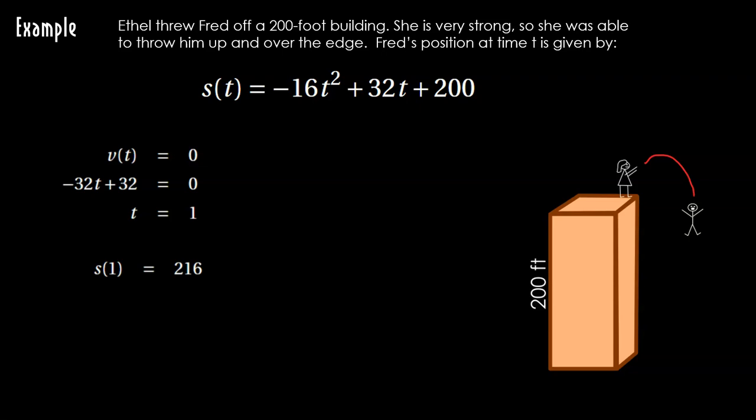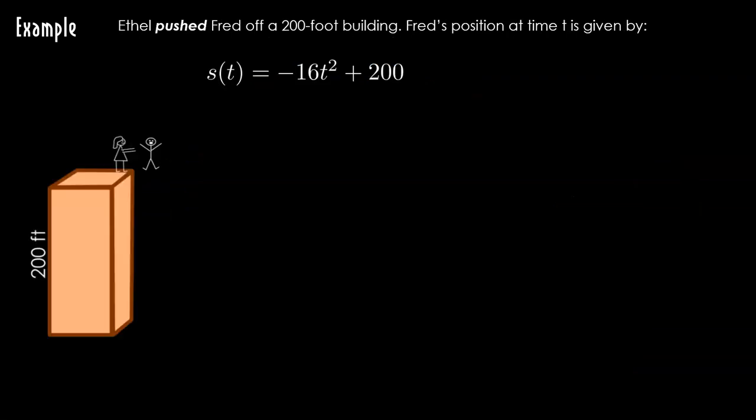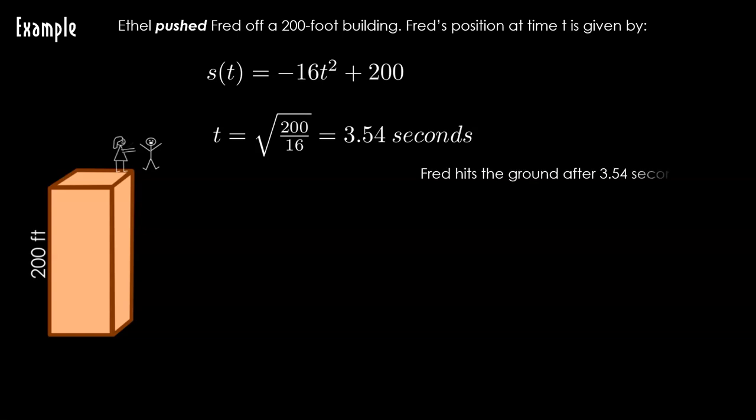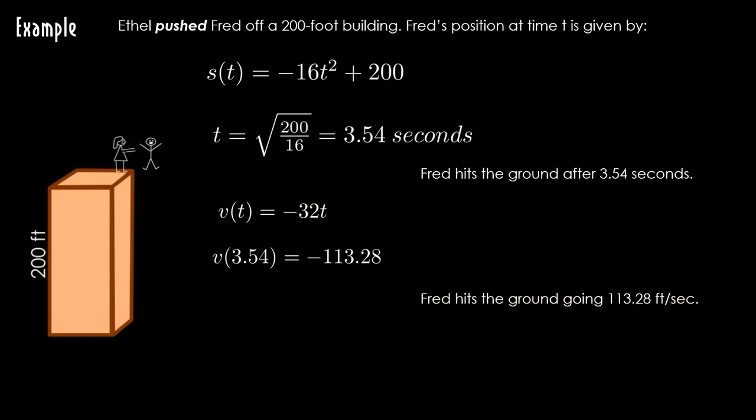What if instead of throwing him off, she just pushed him off? How does that change our equation? Well, if she just pushes him off, his initial velocity is 0. So I have negative 16t squared plus 200. I can still ask when he hits the ground, and I get t equals 3.54 seconds. I can still ask what his velocity is when he hits the ground. So I plug that into my velocity equation, negative 32t. So Fred's velocity when he hits the ground is, actually, he hits the ground going 113.28 feet per second. His velocity is negative 113.28. The negative tells me he's going down into the ground.